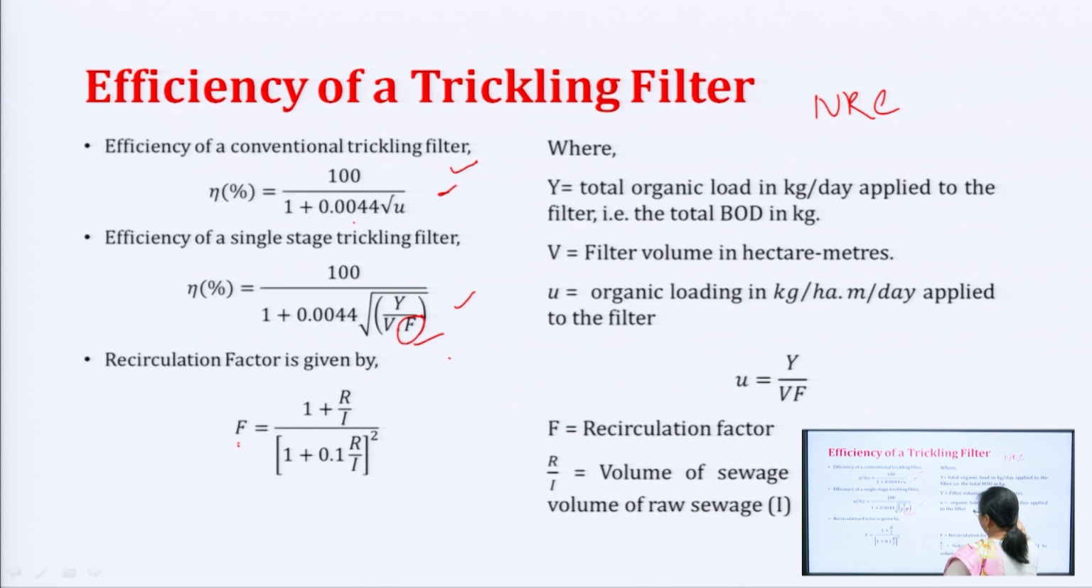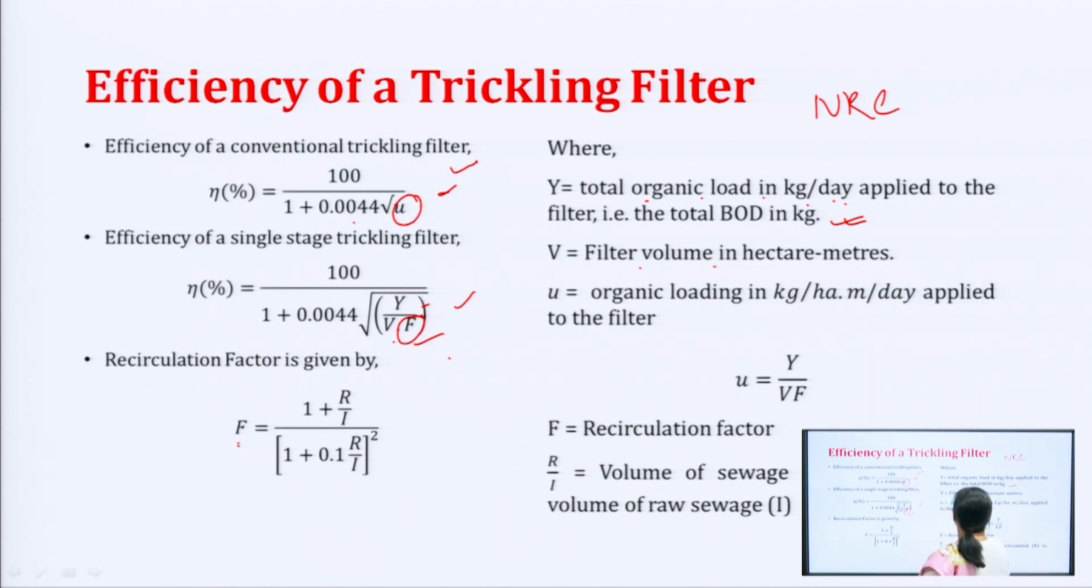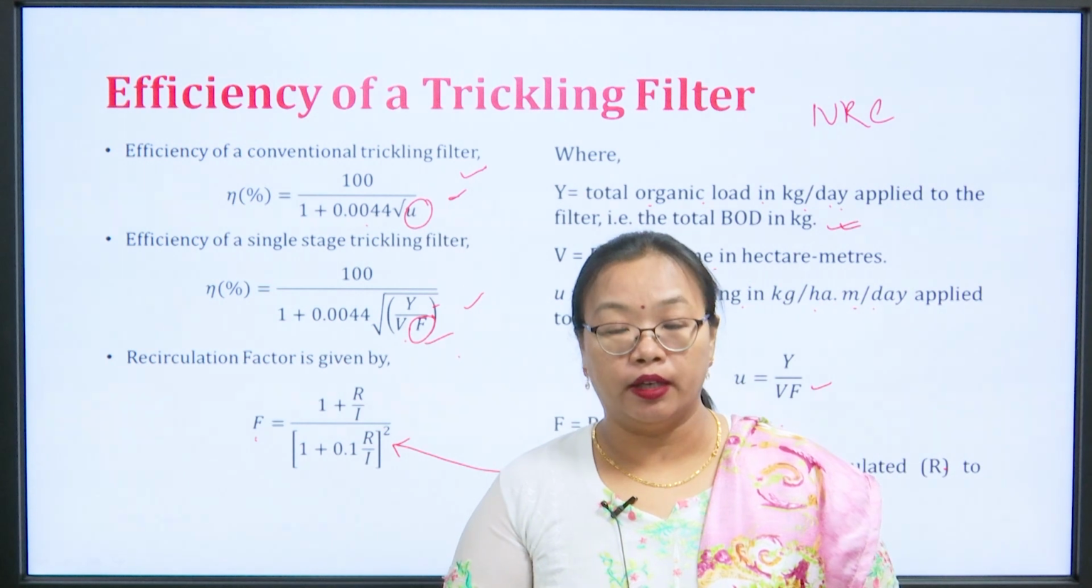What is Y here? Y is the total organic load in kg per day applied to the filter, that is the total BOD in kg. V is the filter volume in hectometers. U is the organic loading in kg per hectometer per day applied to the filter, so U is equal to Y by V F. F is the recirculation factor, and R by I is the ratio of the volume of sewage recirculated, R, to the volume of raw sewage.